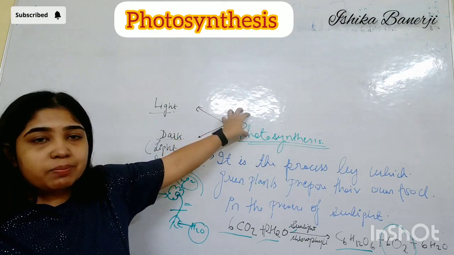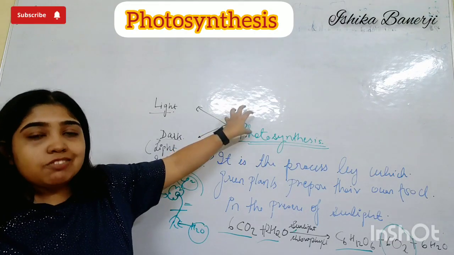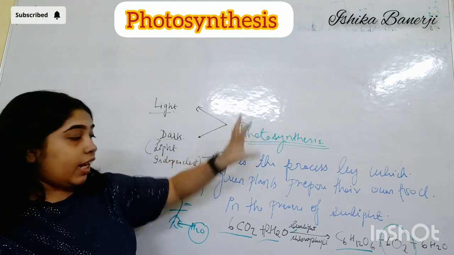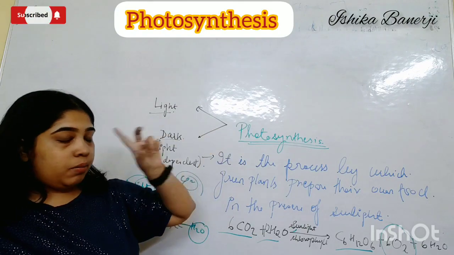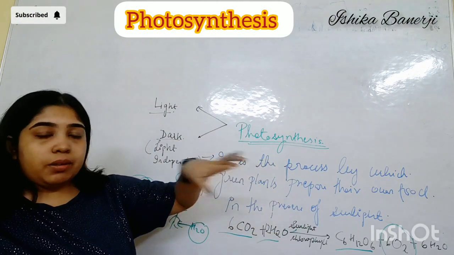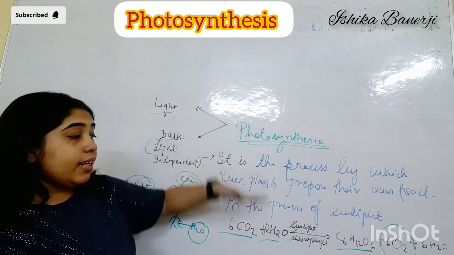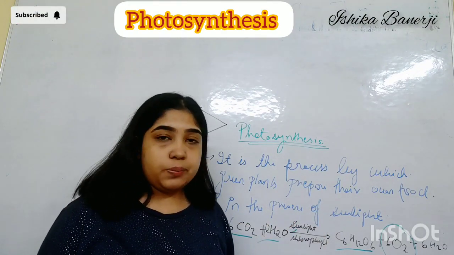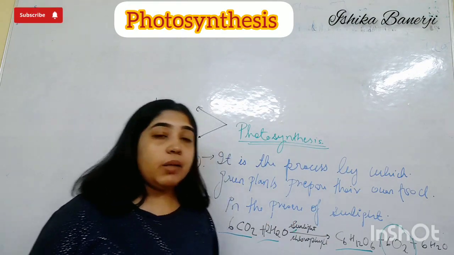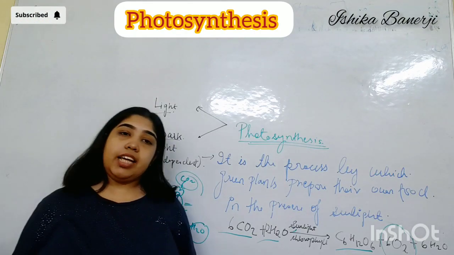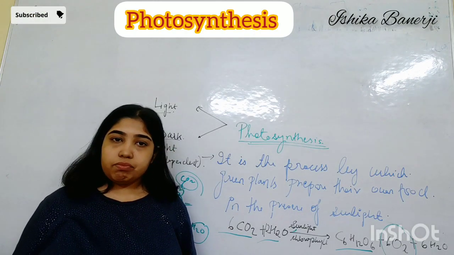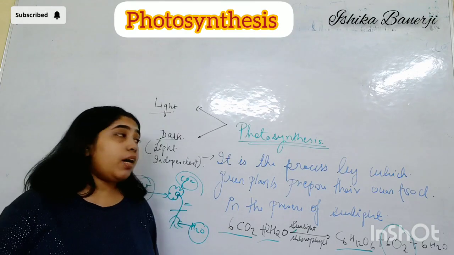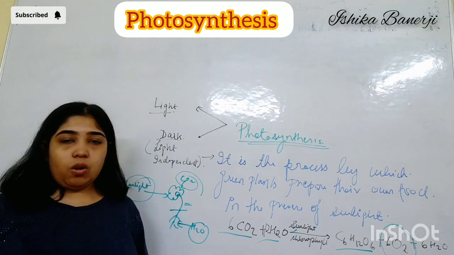A process by which green plants prepare their own food, that is glucose, and oxygen and water are produced in the presence of sunlight. This is very important, in the presence of sunlight and chlorophyll. Clear to you people? Any problem? This is how it actually happens. Next we have to understand what happens in all these processes.